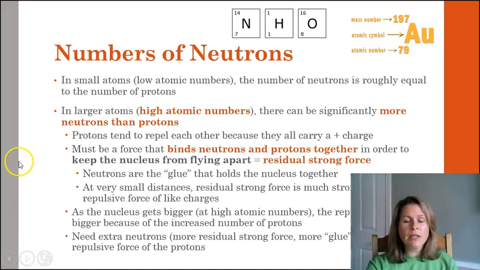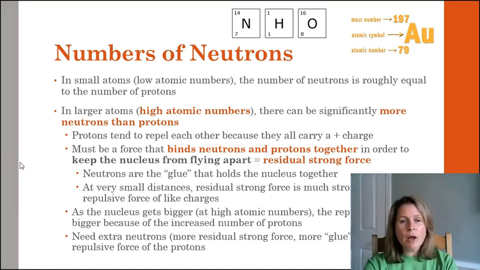Okay, let's finish up by looking at numbers of neutrons. In small atoms, those at low atomic numbers, like hydrogen and helium and lithium and beryllium, and I've got some more examples up here, nitrogen, oxygen, small atomic numbers, the number of neutrons is roughly equal to the number of protons. So what I'm showing here is that 14 is the sum of the protons and neutrons. We know that there are 7 protons. That means that there must be 7 neutrons for nitrogen. Okay, so 7 protons, 7 neutrons, they're equal.